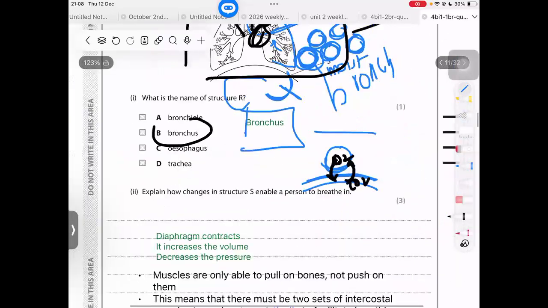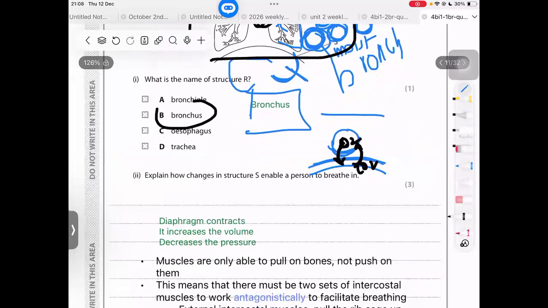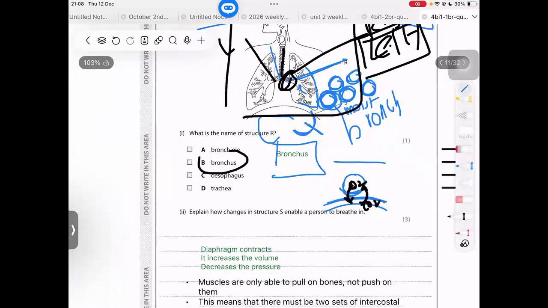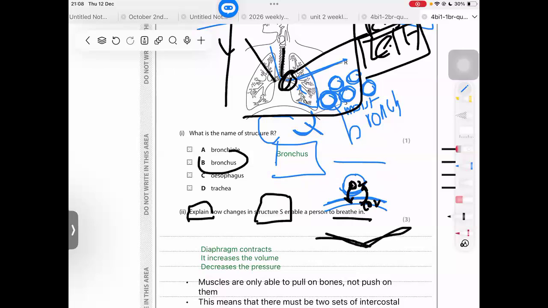Now they're asking, describe how changes in structure S, which is the diaphragm, enable a person to breathe in. So when we are breathing in, you must mention what happens to structure S. Since they're asking us to explain, they're looking for reasoning. When we are breathing in, the diaphragm will contract.